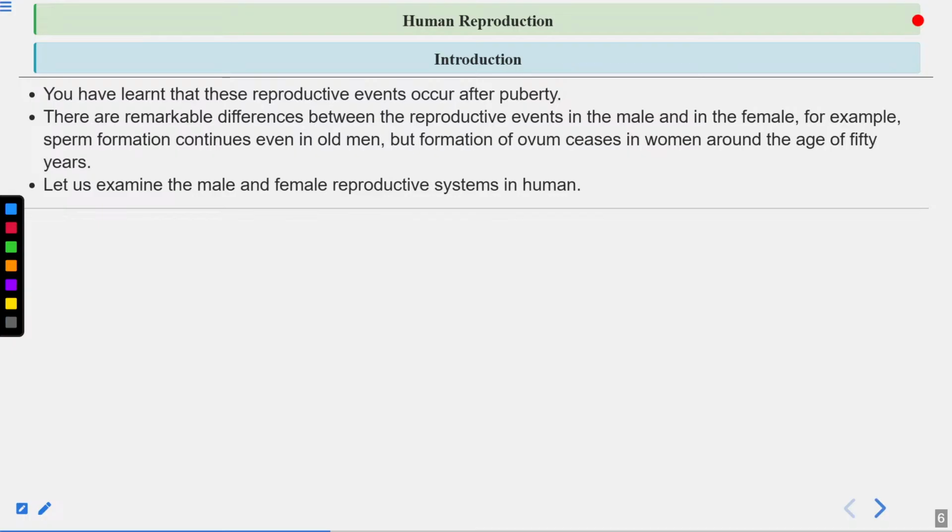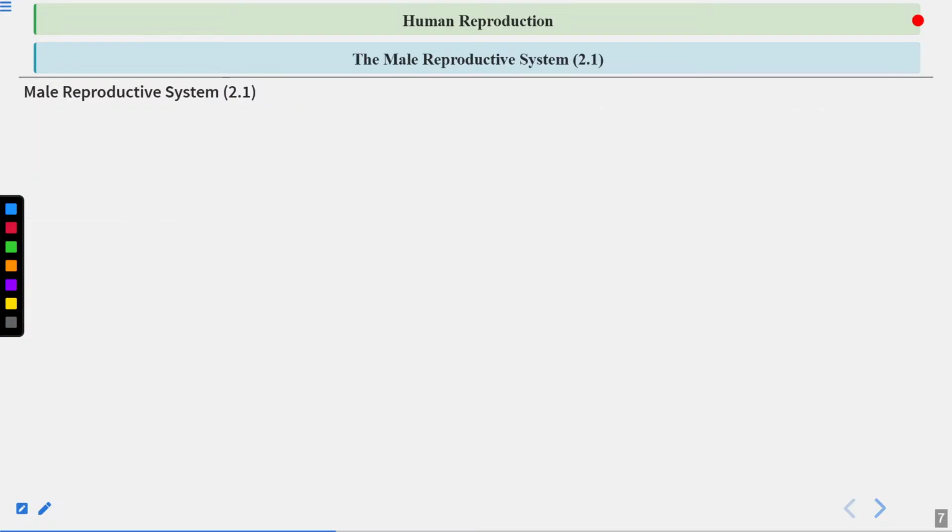Now let us examine the male and the female reproductive system in humans. In this chapter, first of all, we'll talk about the male and the female reproductive systems, and then we'll talk about gametogenesis and the rest of the topics. In this session, we'll focus on the male reproductive system.